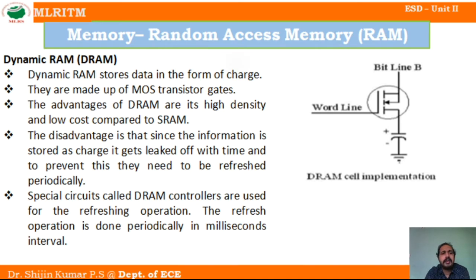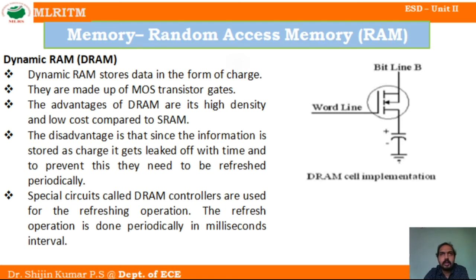The advantage of this DRAM is high density and low cost compared to SRAM. Here it requires only one transistor and one capacitor. Two components are required. Previously in the case of SRAM, we require 6 transistors to store 1 bit. Here, to store 1 bit, we require only 2 components. From 6 it is reduced to 2, so we can save 4. Obviously the size will also reduce.